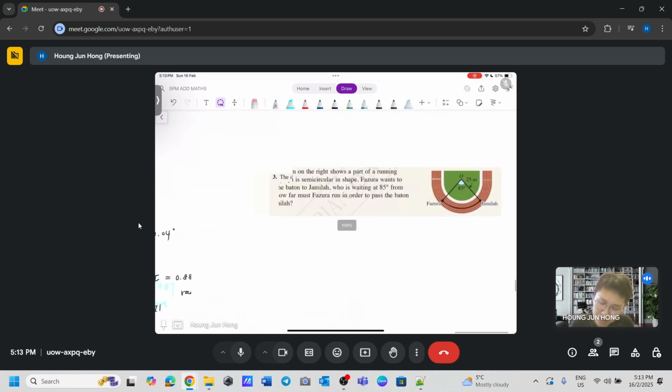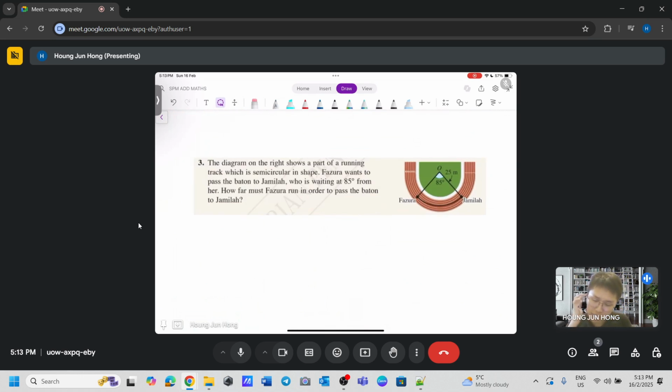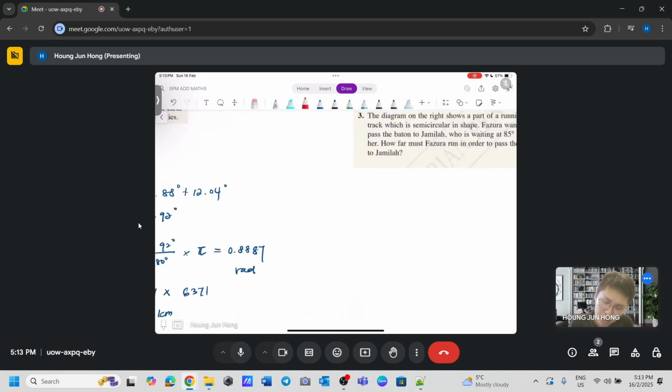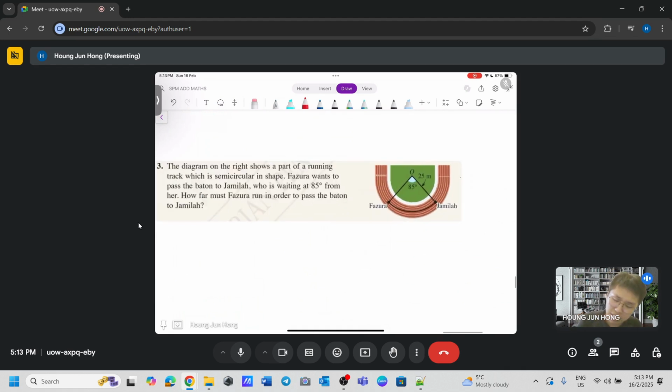So what is this? This is a running track, and it says it is semicircular. It's saying that this thing is a semicircle. Fazura wants to pass the baton to Jamila. They are running, passing the baton, and it says they are at an angle of 85 degrees. So again, convert to radians, as always.